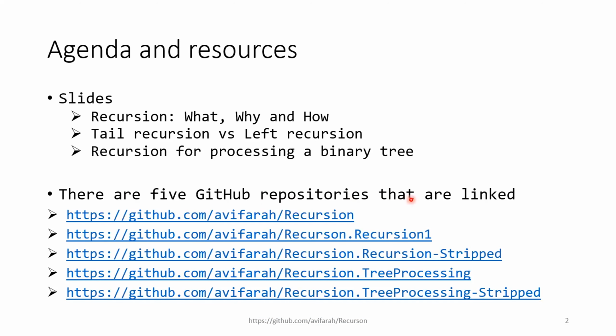There are 5 GitHub repositories. The first one is this presentation. Then recursion 1, named simply to not have the same name, is the fully developed one, including the solutions of the recursion problems. Stripped has the same problems, but I stripped them of the solutions. That would be the one we would use for the exercise today. Then tree processing would be binary tree processing, and again the stripped one would be without the solutions. I will drop the link. Great, thank you.